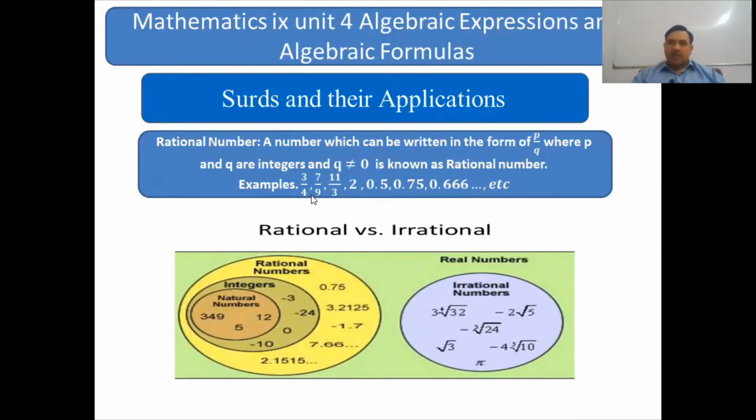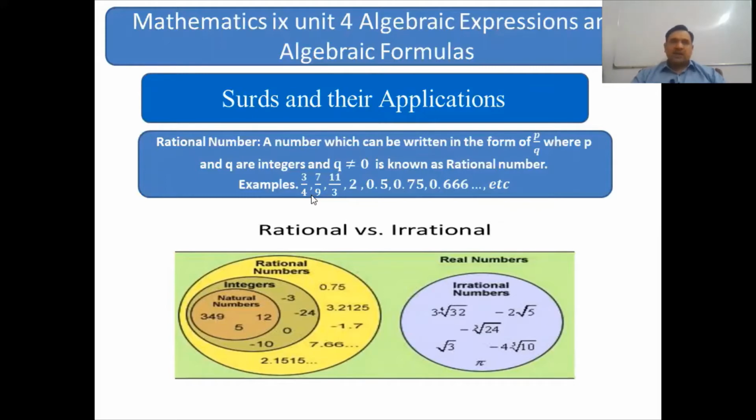Now consider numbers which are not terminating, but are recurring. Recurring means a set of numbers or a single number is repeating again and again. One number can repeat, two numbers can repeat, three numbers can repeat, and if they are repeating again and again, then they are recurring numbers. So numbers which are terminating are rational numbers, and numbers which are not terminating but are recurring are also rational numbers.